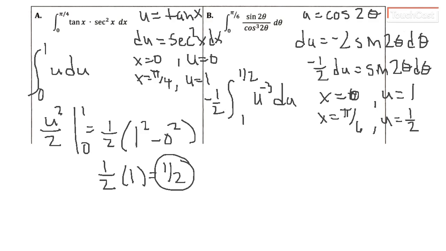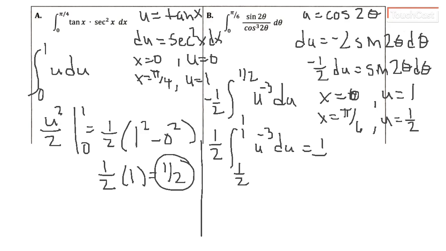But with our integration rules, we can switch our bounds as long as we take the opposite of this integral. So we can rewrite this as 1/2, the opposite of negative half is half, from 1/2 to 1 of u to the negative 3 du, which if we increase our power, we can write this as 1/2 times u to the negative 2 over negative 2 from a half to 1.